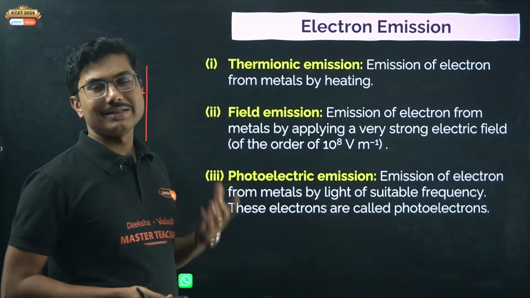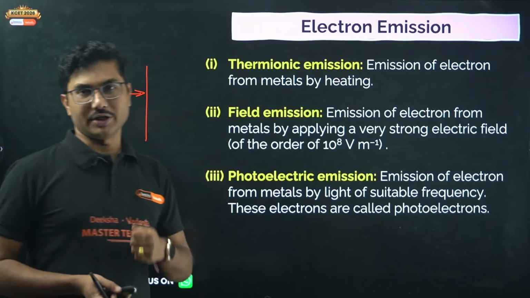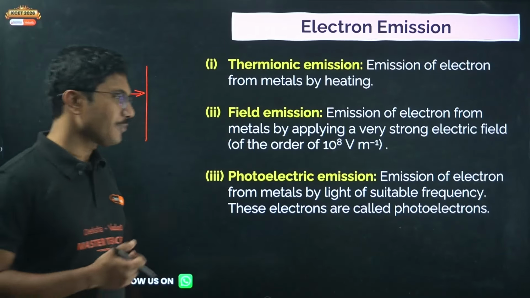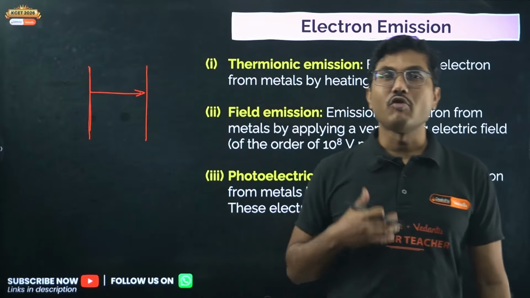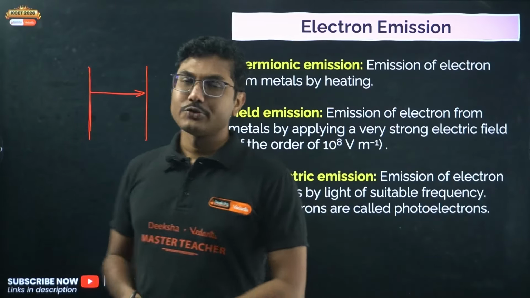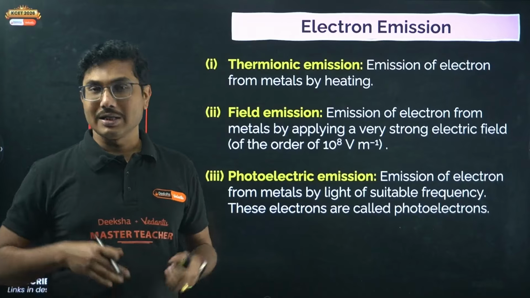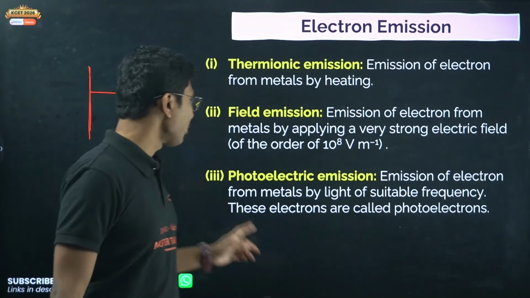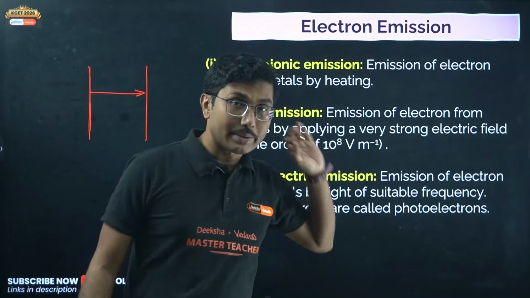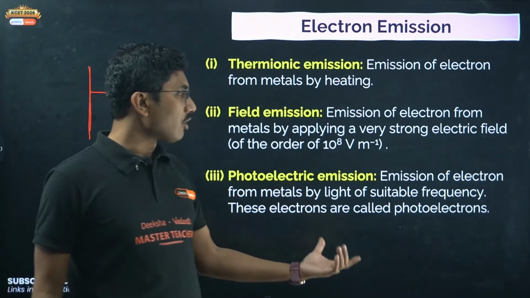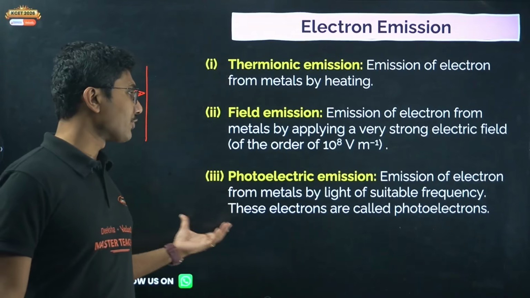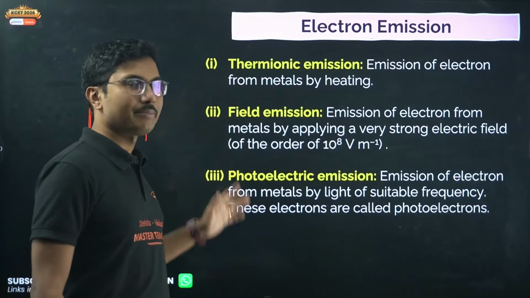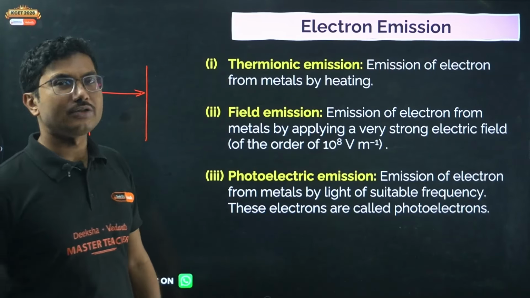And last but not the least, the chapter is about photoelectric emission. So this is a very interesting aspect. So what is photoelectric emission? Photoelectric emission is when you shine photo, meaning light, okay? So when you shine light on certain metals, they emit electrons, okay? So emission of electrons from the metals by light of suitable frequency, these electrons are called photoelectrons, okay? And this process is called photoelectric emission, and the effect is called photoelectric effect. The entire chapter is mainly based on this one type of emission, that is photoelectric emission.